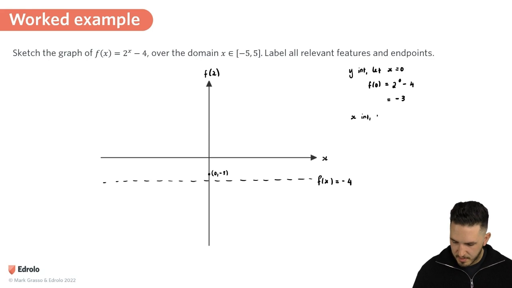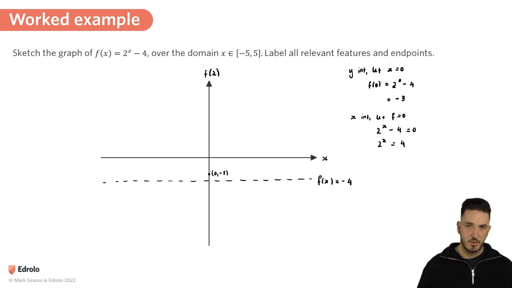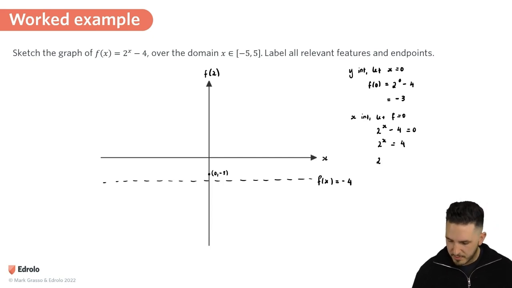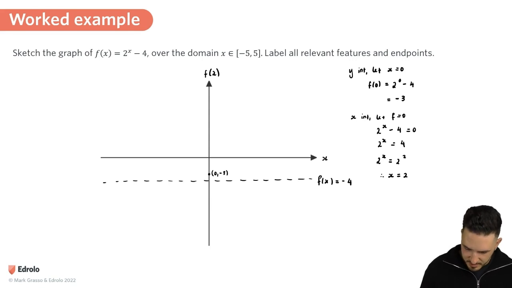X-intercept, let f equals 0. So we're going to have 2 to the power of x minus 4 equals 0. 2 to the power of x equals 4. We have an exponential equation. We can solve this. We need to get to the same base. 4 can be rewritten as 2 squared. So we're going to have 2 to the power of x equals 2 squared. Finally, x equals 2. So x equals 2, that's 3 there. So that would have to be roughly 2. So 2, 0.